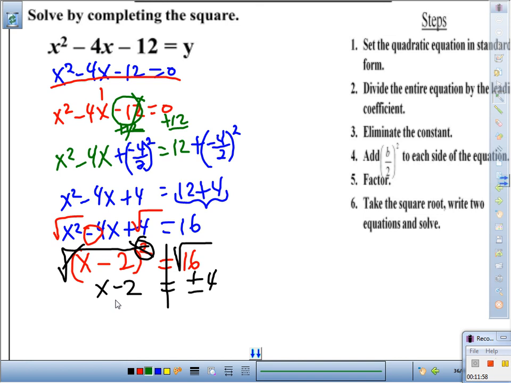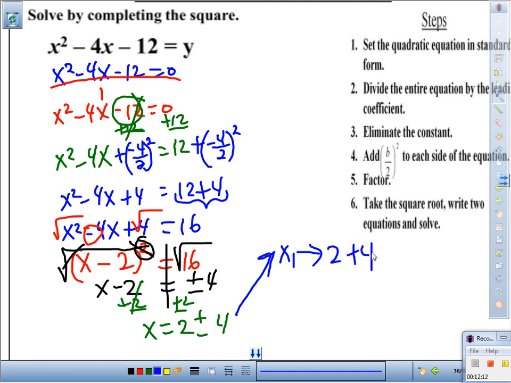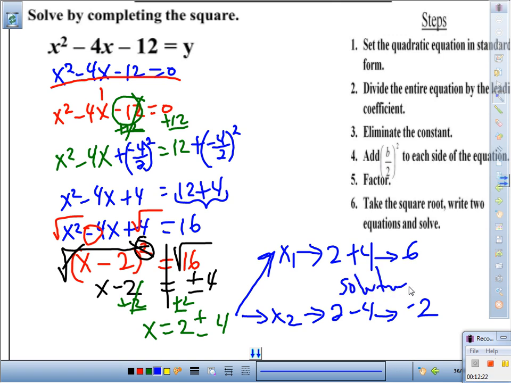Next, I'm not done yet, so I add 2. X equals 2 plus minus 4. Am I done? No. Two equations, x sub 1, which is 2 plus 4, which is 6. X sub 2, which is 2 minus 4, which is negative 2. Solutions.